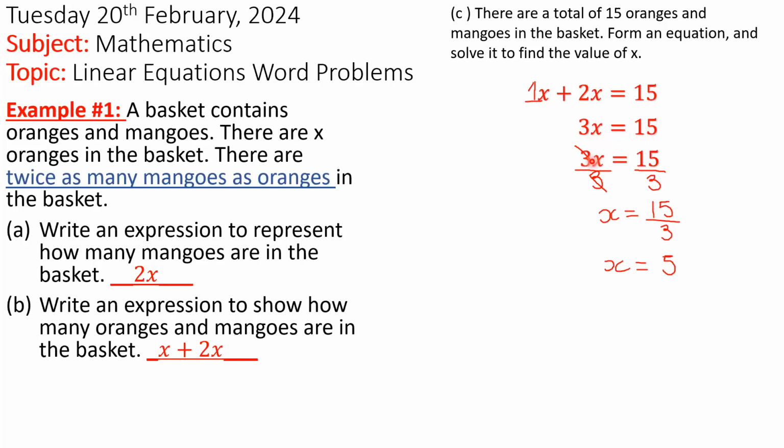Then we're going to divide both sides of the equation by what? By 3. So x is equal to 15 over 3, right? And what is 15 divided by 3? It's going to be 5. Very good. So the answer is x is equal to 5.